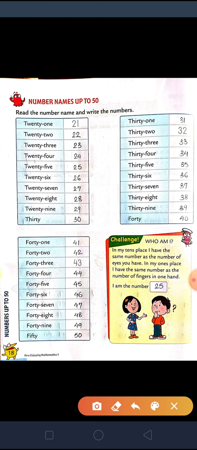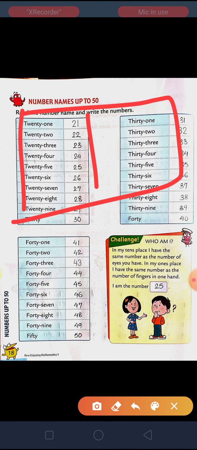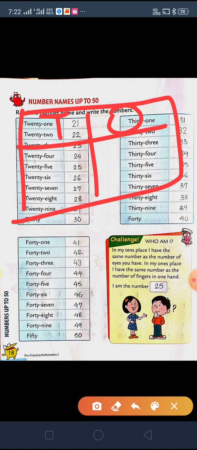Next is the challenge given here. Who am I? Now what it is asking: in my tens place I have the same number. Tens place means if I draw a frame here, see this is our tens and this is our ones. So in the tens I have the same number as the number of eyes you have. So in the tens place, how many eyes do we have? 2. So in the tens place the number is 2.